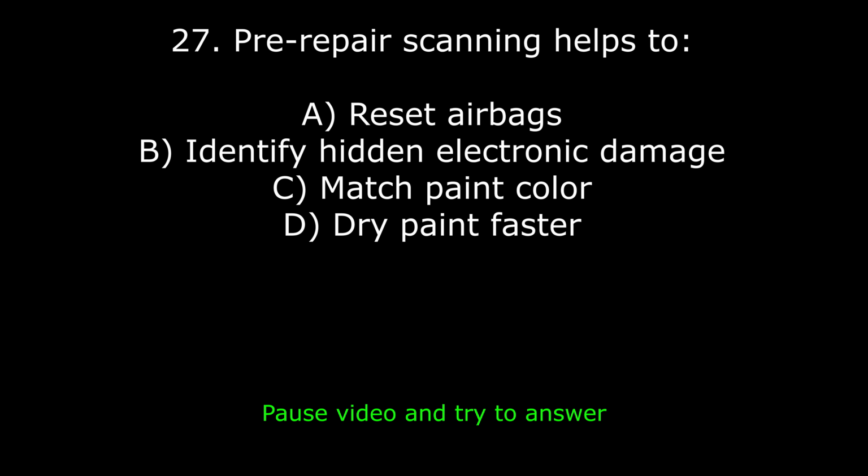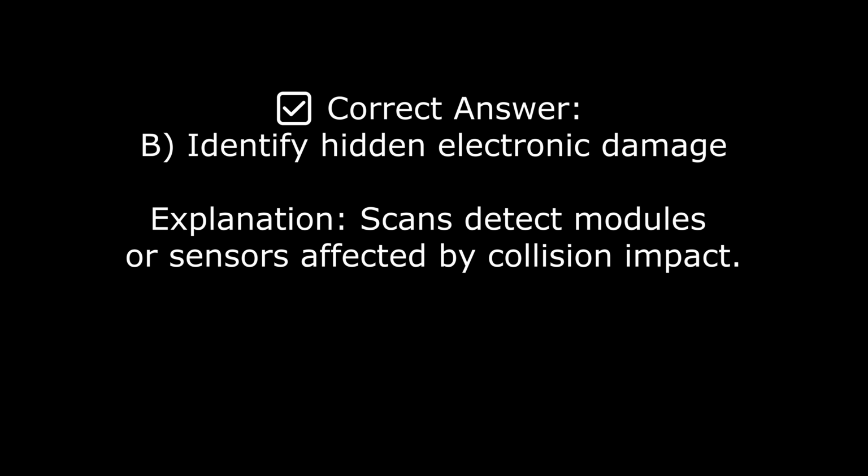27. Pre-repair scanning helps to A. Reset airbags, B. Identify hidden electronic damage, C. Match paint color, D. Dry paint faster. Correct answer is B. Identify hidden electronic damage. Explanation: scans detect modules or sensors affected by collision impact.